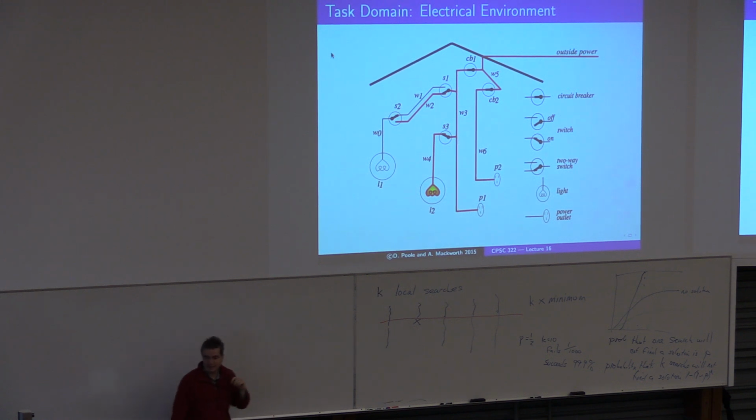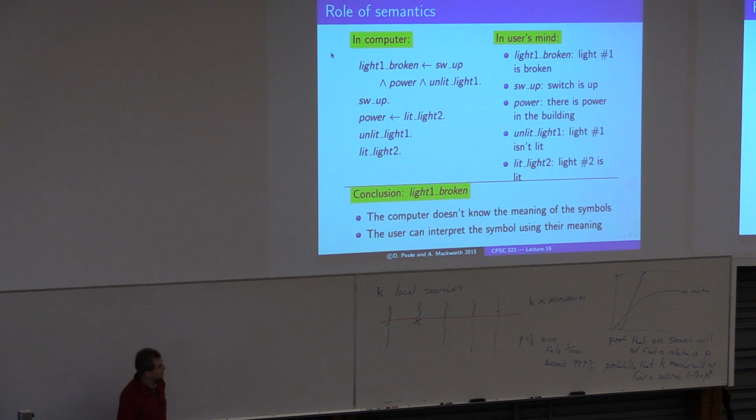This is the sort of domain that we're going to think about now. And given a world like this, here we've already given names to wires and lights and things, which your house doesn't come named, but you just make up names for things. That's what we're essentially going to do. We're going to make up names, and they have meaning to us. In the user's mind, if you look at the top right, you might have a symbol called light 1 broken, and that means that light number 1 is broken. We might have SW up, meaning the switch is up.